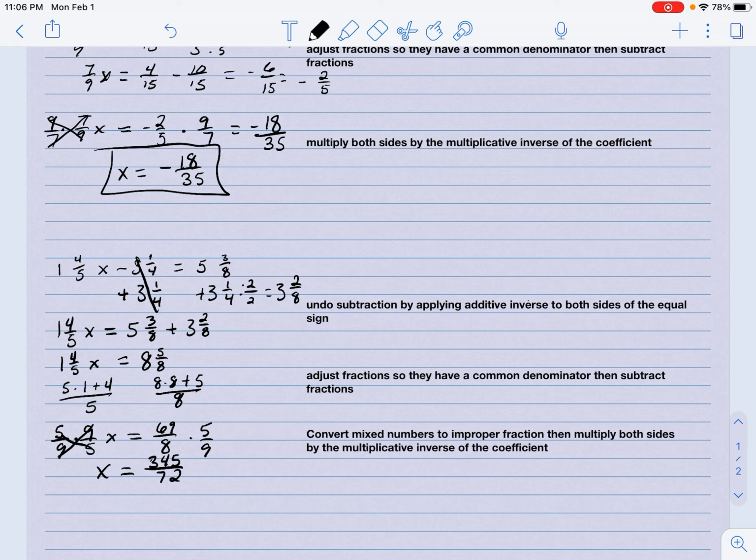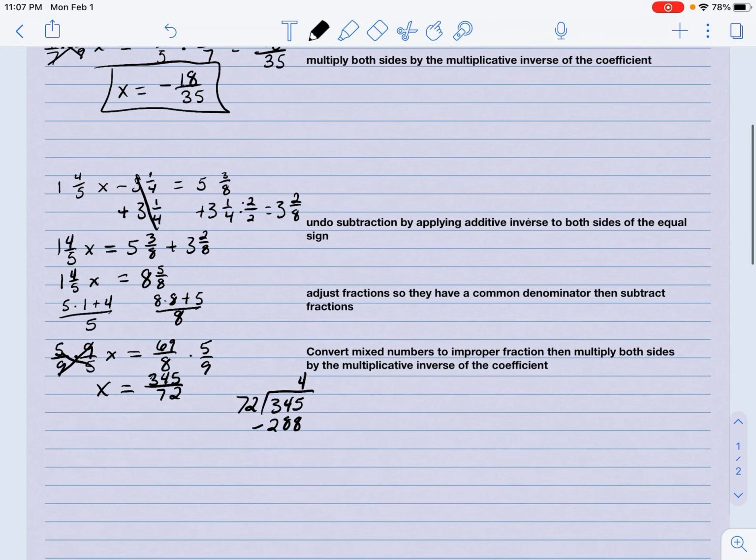The last step is to put it as a mixed number. So top number goes under the bracket. Denominator goes out in front. 72 can go into 345 4 times. That's going to give us 288. When we subtract, we get our remainder. That'll give us our new numerator.